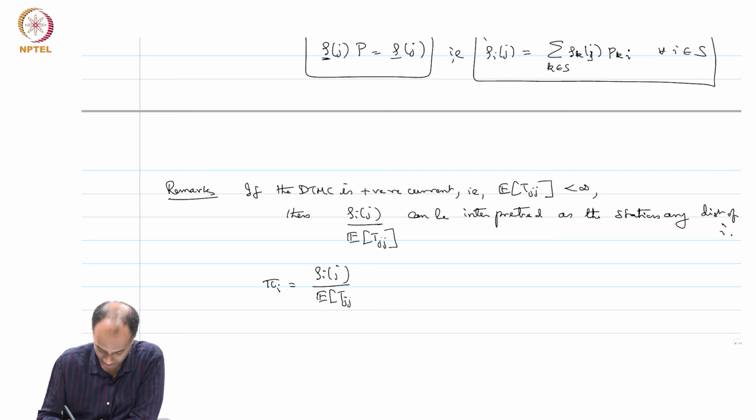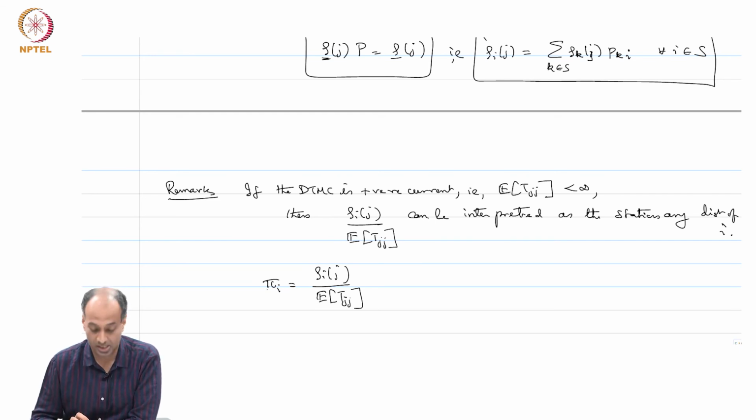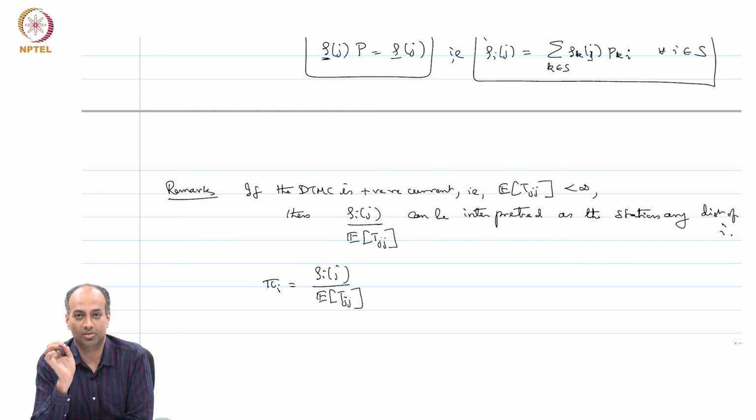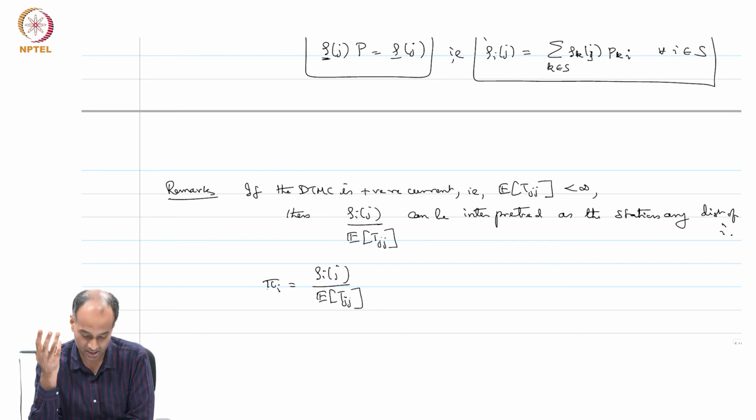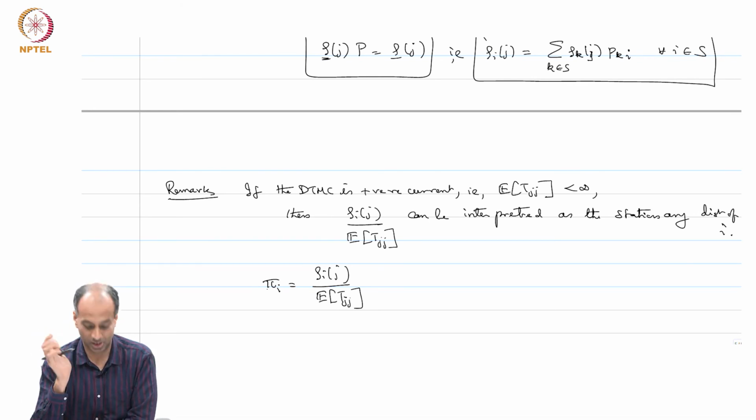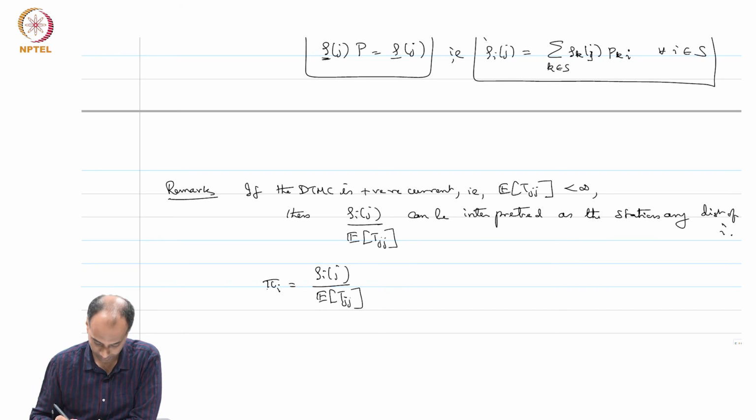expected T_jj. So, this is finite, the denominator is finite, all right. So, this pi_i will turn out to be something strictly positive, right, because rho_ij is strictly non-zero and expected T_jj, because I have positive recurrence, is finite. So, rho_ij over expected T_jj will be some positive number, right.